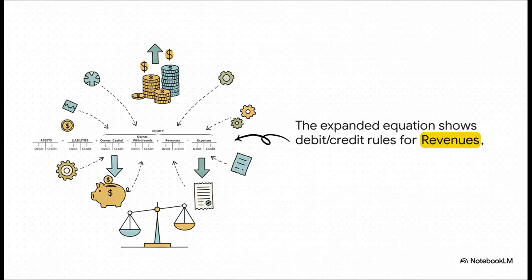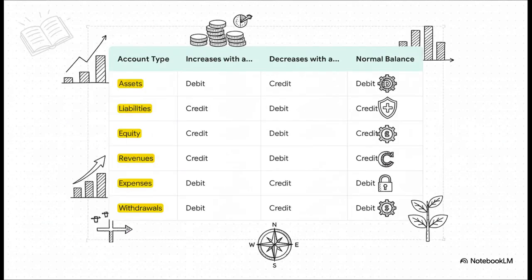Each of these little pieces has its own debit and credit rules, all working together to keep the big equation balanced. And really, it all comes down to this table. This is the Rosetta Stone, the universal grammar for the language of business. And you start to see a pattern, right? Assets, expenses, and withdrawals, they all increase with a debit. Liabilities, equity, and revenues, they all increase with a credit. If you can master this table, you can read the financial story of any company in the world.